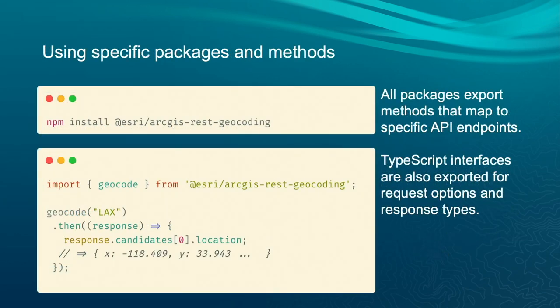And then for the specific packages, you just also NPM install them. They're built in the same way around the same build framework. And then you can import the individual methods from those packages and call them. And this has some big benefits because most JavaScript frameworks now will shake out all of the other code from the packages that you're not using. So when you import geocode like this, you're only getting geocode. You're not getting reverse geocode and suggest and all the other stuff along with it.